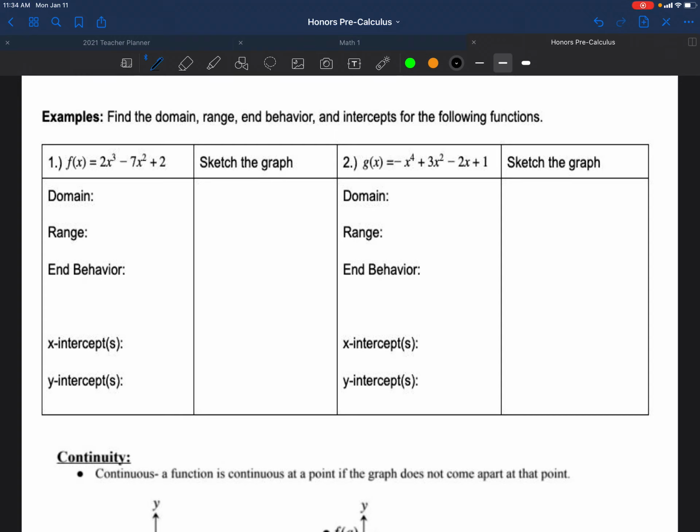Now, I graphed these already in Desmos. You should be used to Desmos by now. If you are not, please email me, and I will send you a tutorial video on how to get started with that.